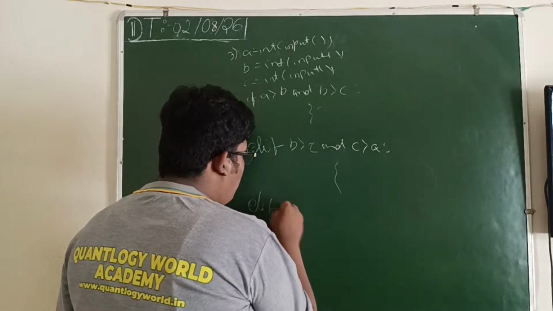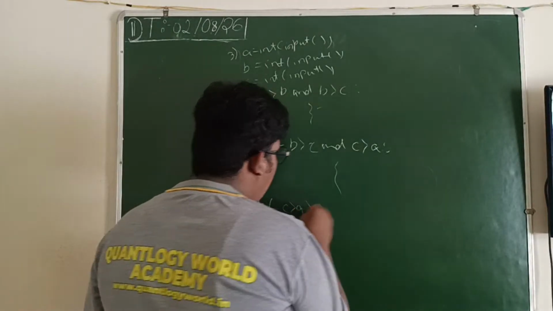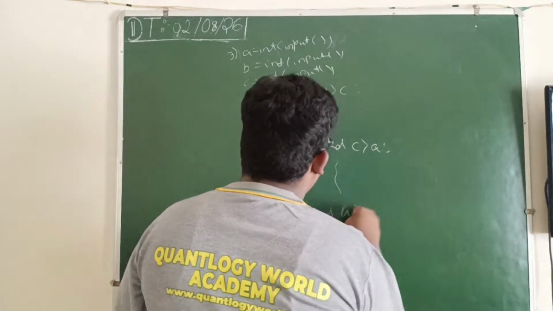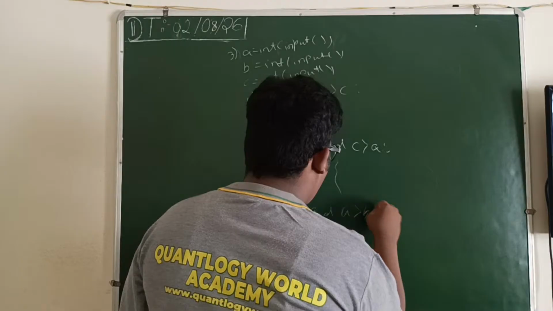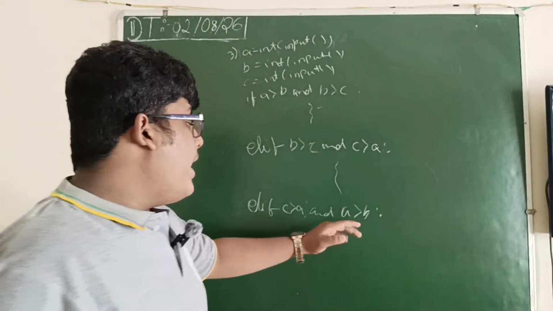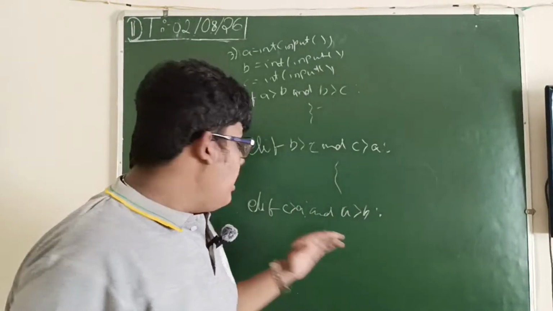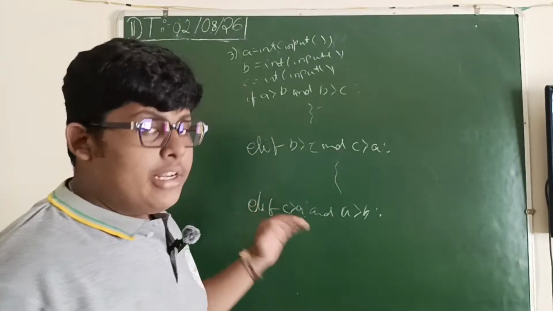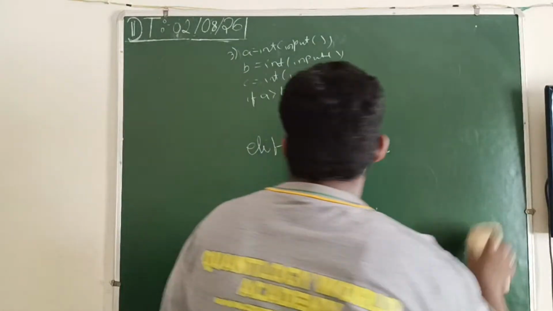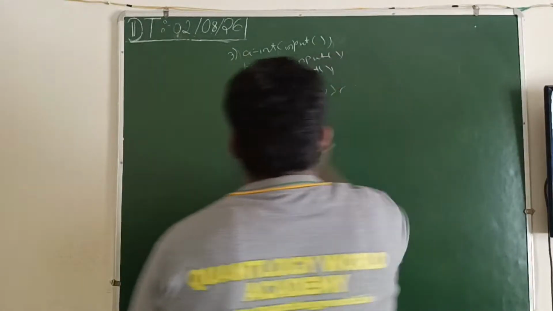Last condition, elif C greater than A and A greater than B. Then you can know that B is the smallest among all, A is greater than B, and C is the greatest. According to that, we will print some statements. So the third program is also completed.